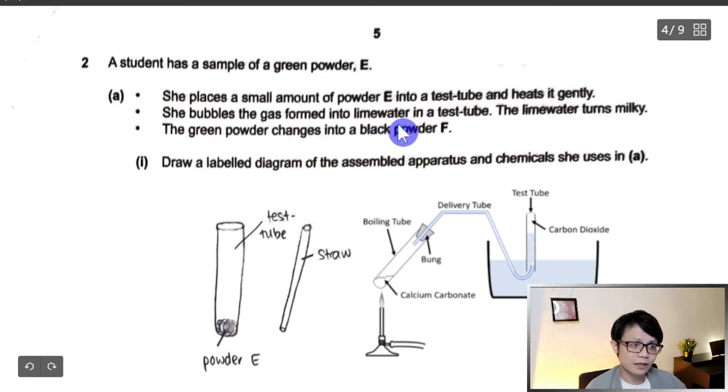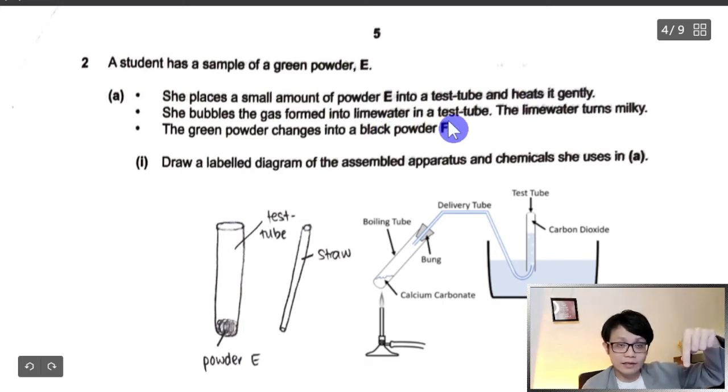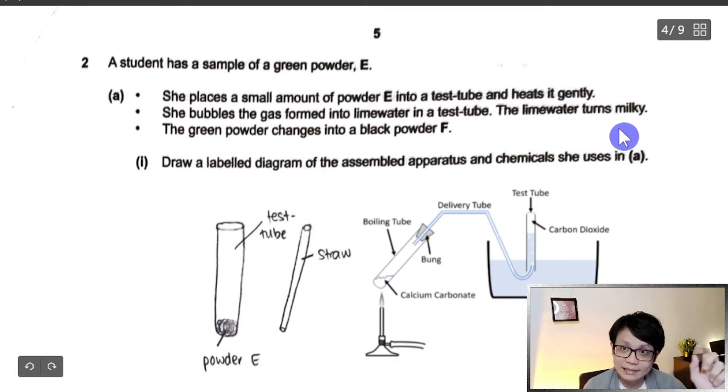To form in the lime water in a test tube. She bubbled the gas into a lime water in a test tube, and the lime water turns milky. So knowing this means there is actually carbon dioxide. Okay, because carbon dioxide, so we know the gas is carbon dioxide. Label and draw the diagram.